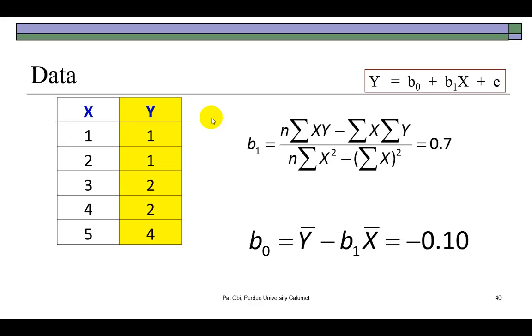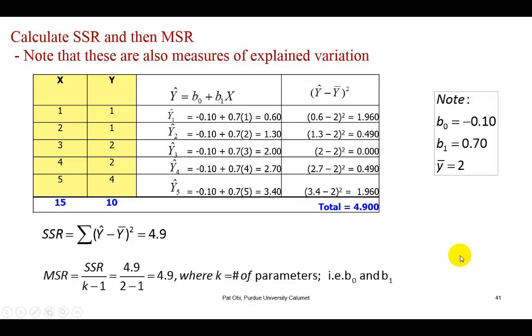Let's see how that works using our simple data set, which earlier we showed that the slope estimate is 0.7 and the intercept parameter estimate is negative 0.10. So with that, let's calculate sum of squares regression and mean square regression, measures of explained variation in addition to r squared, which is the most succinct measure of explained variation since it's bounded between 0 and 1.